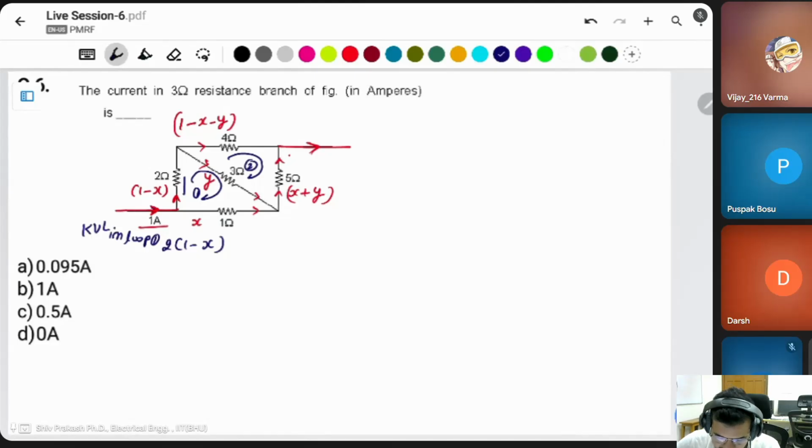Next question is given as: find the current in the 3 ohm resistor branch. This 1 ohm resistor is here. 1 ampere current is entering and divided into two parts. Then there is a combination of resistors, and we have to find the current in this branch. This is a 4 ohm, 1, 2, 3, 4, 5 ohm.